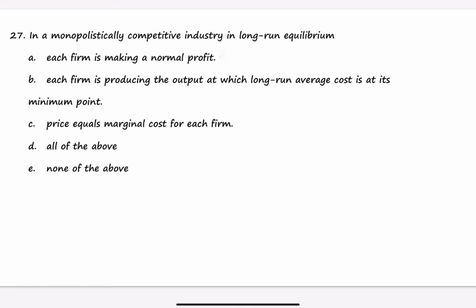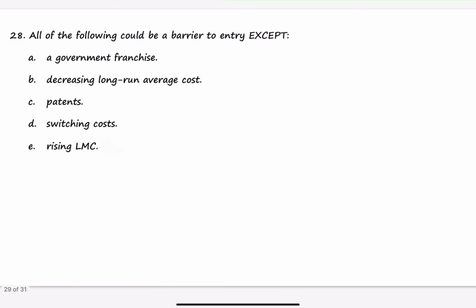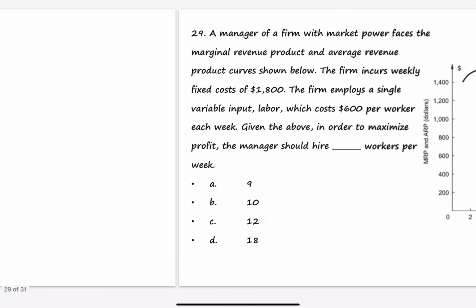27, in a monopolistically competitive industry in a long-run equilibrium, each firm is making a normal profit. What all of the following could be a barrier to entry except: rising long-run marginal costs. Some of these are just definitions from the book, from the notes.